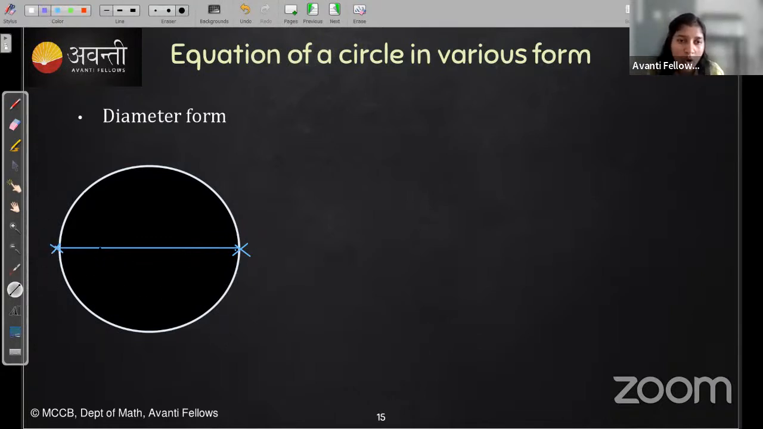I consider these coordinates as x1, y1, and the other end as x2, y2. To derive this equation, we make use of one fact here. That is, the angle subtended by a triangle in a semicircle will be 90 degrees, correct? So when we form a triangle here in the semicircle, what will this angle be, tell me?